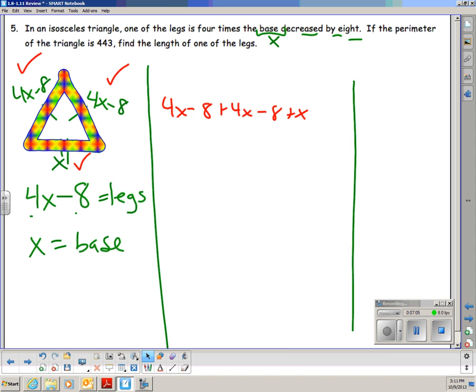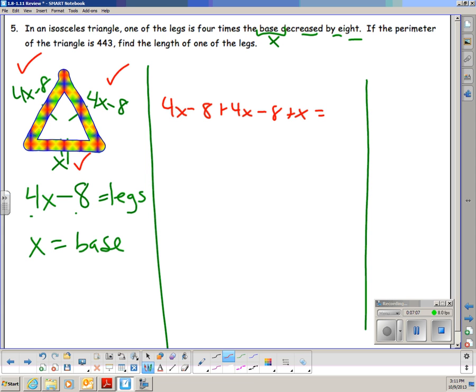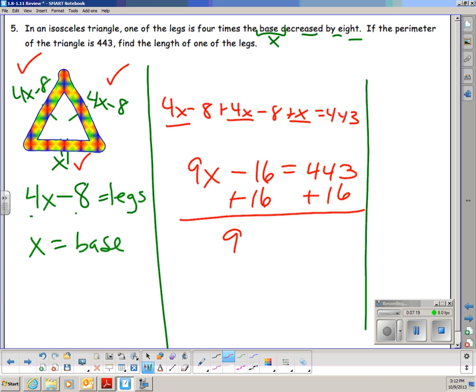Let me just move my column out a bit. Equals 443. And I solve this equation. 4x plus x is 9x. Negative 8 minus 8 is negative 16 equals 443. Add 16 to both sides. We get 9x equals 459. Divided by 9. Divided by 9. X is equal to 51.